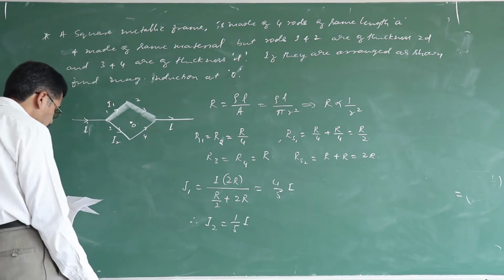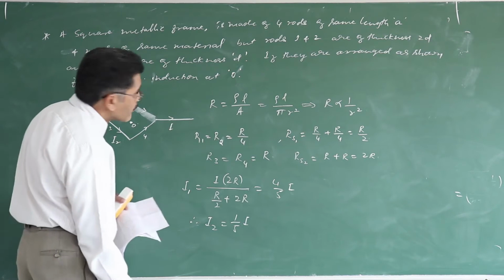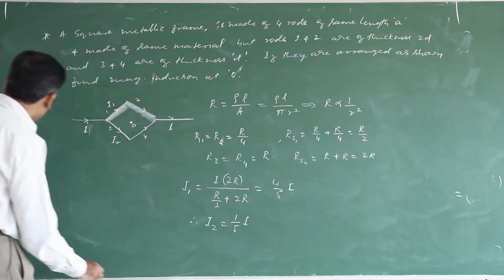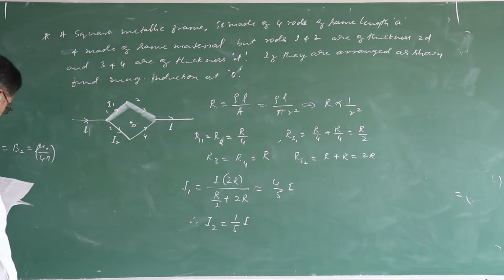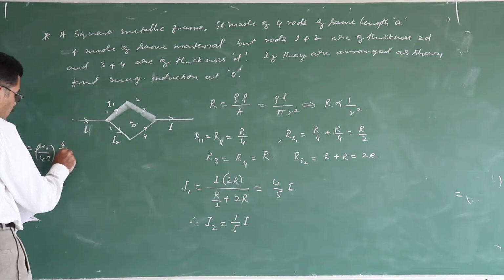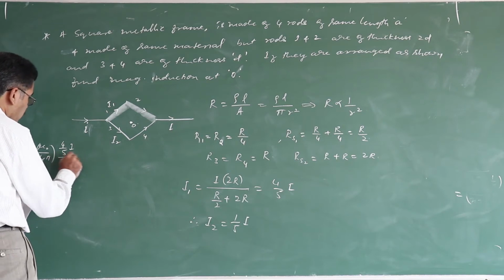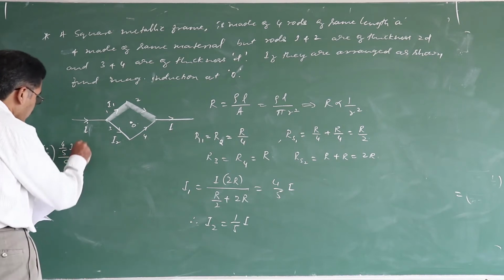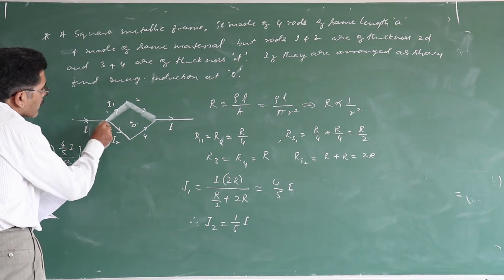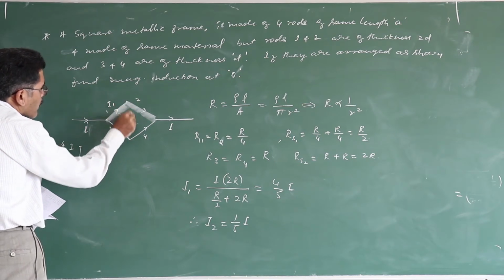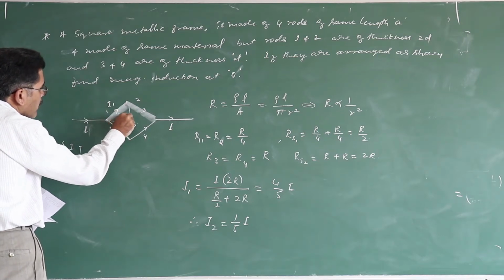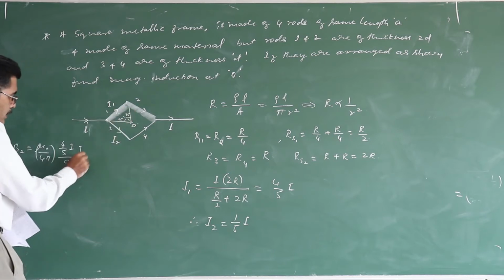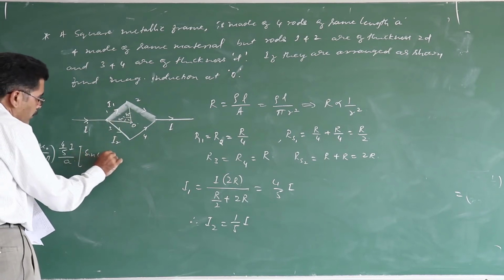B1 is equal to B2 due to these two. B1 is equal to B2 is equal to mu naught by 4 pi, 4 by 5 times I divided by A. They have given it as A by, see, if you take the distance like this, this becomes 45 degrees, and this again becomes 45 degrees. Therefore, sin 45 plus sin 45.